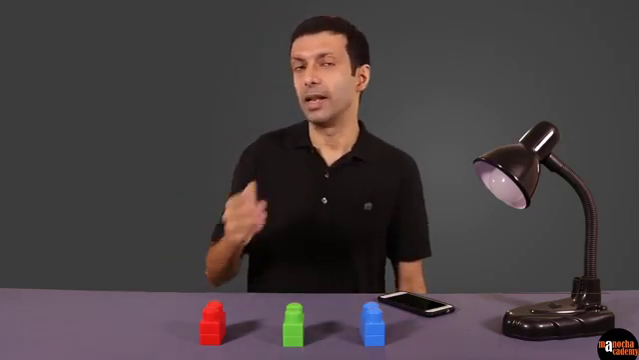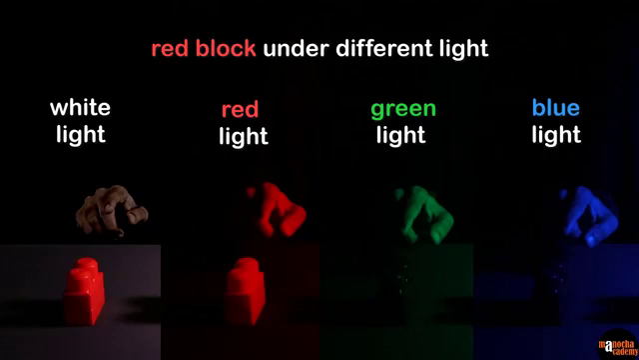Now when this red block was placed under different colored light, what did it look like? So under red color, it looked red in color. But when placed in blue and green light, it looked black because it was absorbing the green and blue light and it was not able to reflect any light because it can only reflect red light. That's why it appeared black.